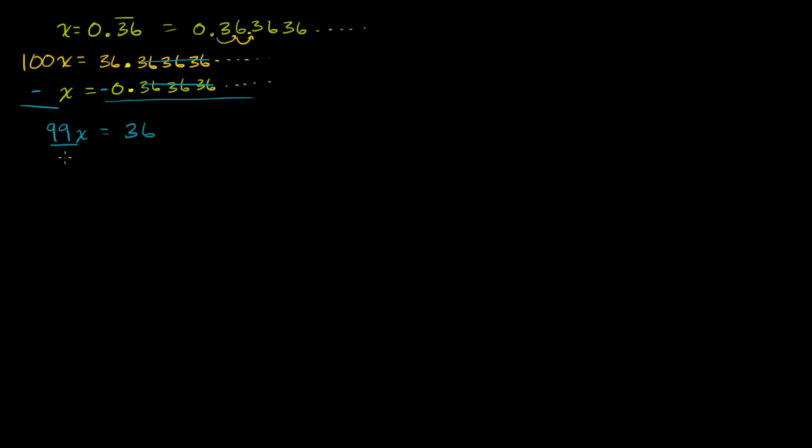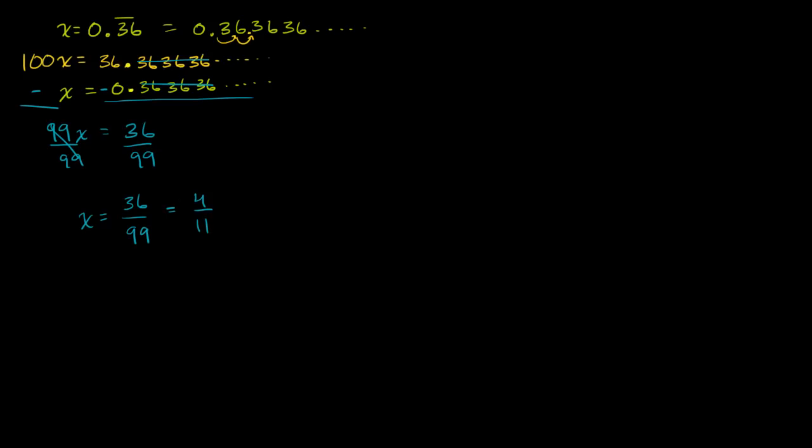We can divide both sides by 99, and we are left with x is equal to 36 over 99. Both the numerator and the denominator are divisible by 9, so we can reduce this. If we divide the numerator by 9, we get 4. The denominator by 9, we get 11. So 0.363636 forever and forever repeating is 4/11.